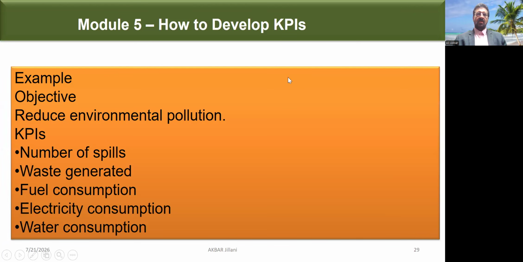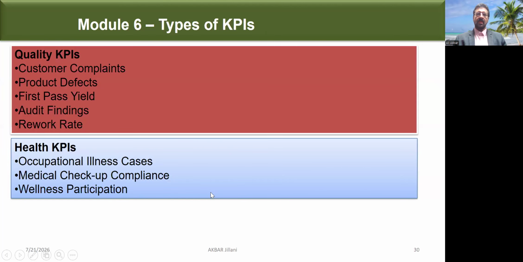Here, the example objective is reduce environmental pollution. This is the general statement. Now the KPIs: number of spills, waste generated, fuel consumption, electricity consumption, water consumption.